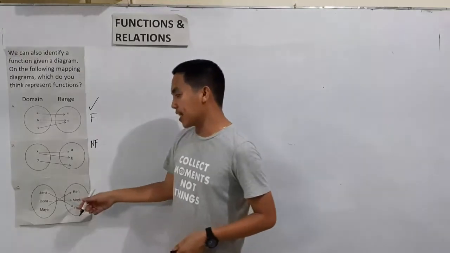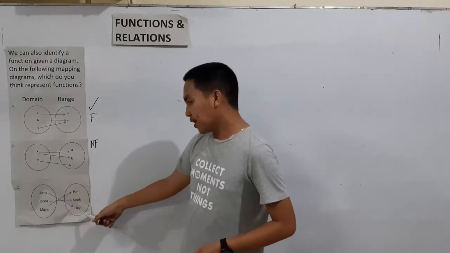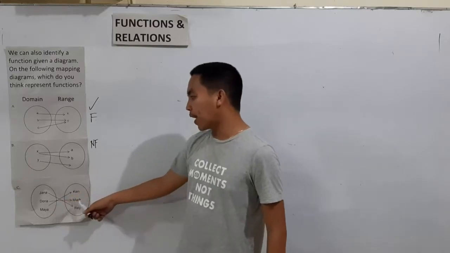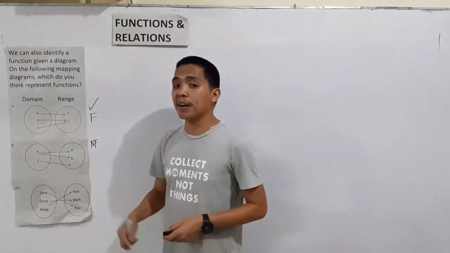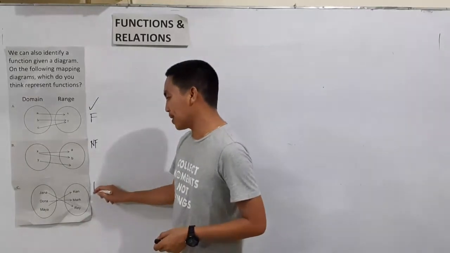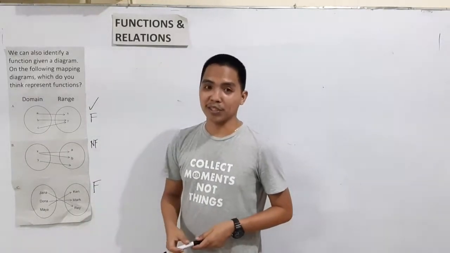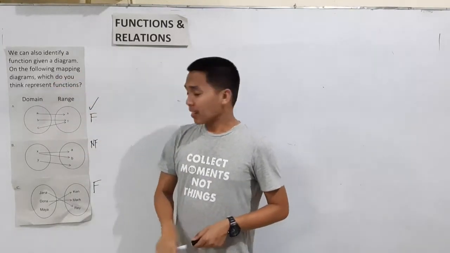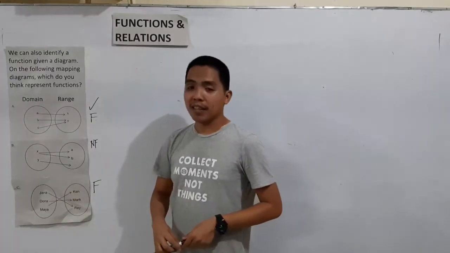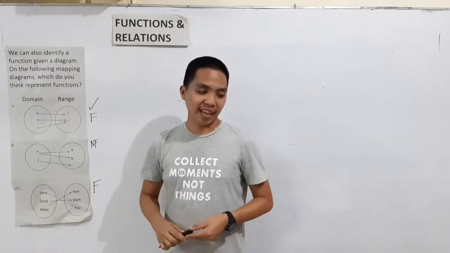How about letter C? Jana is to Ray, Donna is to Mark, Maya is to Ken. Is this diagram a function or not? Okay, very good. This is a function, because all our domain here is unique.